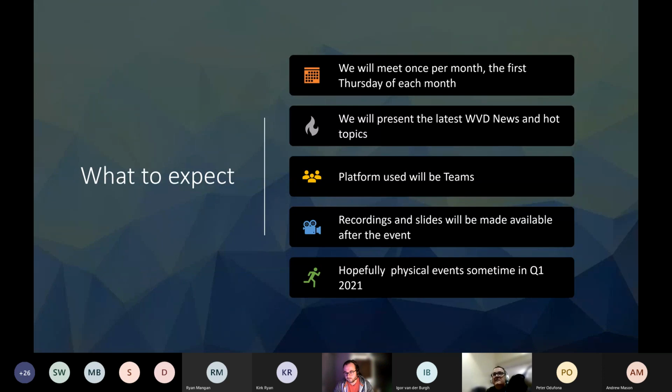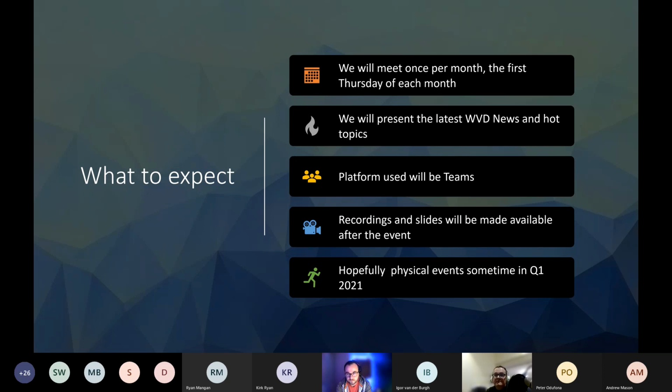What can you expect from this meeting? We meet once a month, which is normally the first Thursday of each month. We present the latest Windows Virtual Desktop news and everything around Windows Virtual Desktop. Obviously, we use Teams, as you know, because you're on this Teams meeting. We are recording this, so if there's anything you don't want the public to know about, or if you've got NDA content you want to discuss, let me know, and I can stop the recording so we can discuss that. So please don't let that stop you.